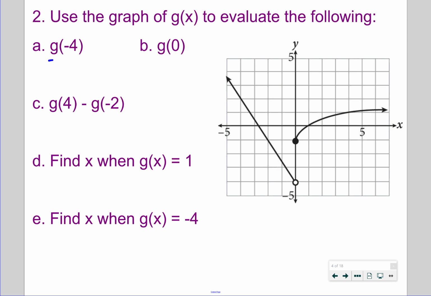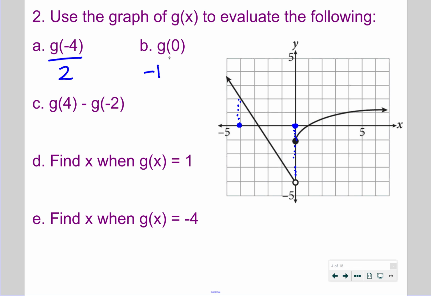For example, if I have g of negative 4, I find negative 4 for an x value on my x-axis, and then we go either up or down to get to my graph. In this case, I would have to go up to +2 would be what that evaluates to. G of 0, 0 on my x-axis would be the origin, and then we go up or down to get to the graph. In this case, I have to go down to -1. If I go down further, I don't actually hit a value on the function because I have an open circle there, so we don't have to worry about that.